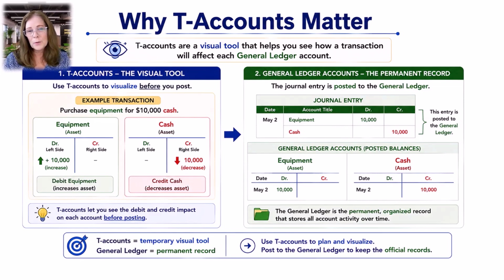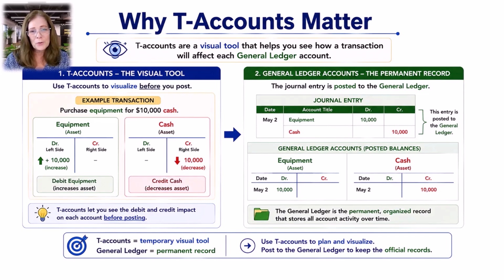So why do accountants use T-accounts? T-accounts are really a visual tool. They help us see what a transaction will look like before it is posted to the accounting records. By drawing the T-accounts, we can visualize which accounts increase, which accounts decrease, and whether we should debit or credit each account. Once we've worked out the transaction using the T-accounts, we can create the journal entry. That journal entry is then posted to the general ledger accounts.